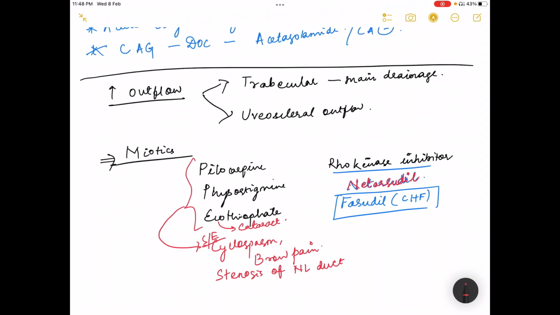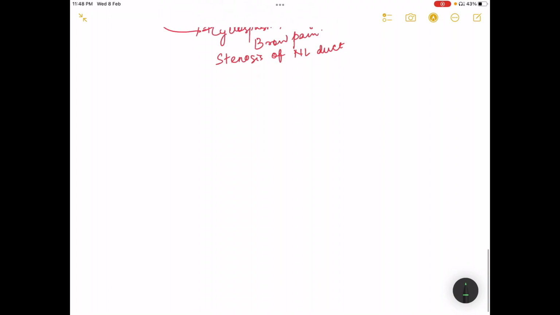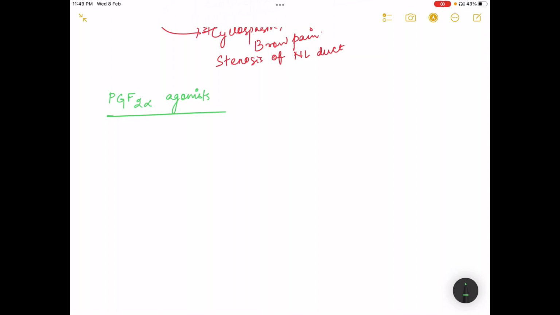Now, what are the drugs which target the uveoscleral outflow or increase the uveoscleral outflow? These drugs are your PGF2 alpha agonists. And what are the names of PGF2 alpha agonists? These are latanoprost, bimatoprost, and travoprost.